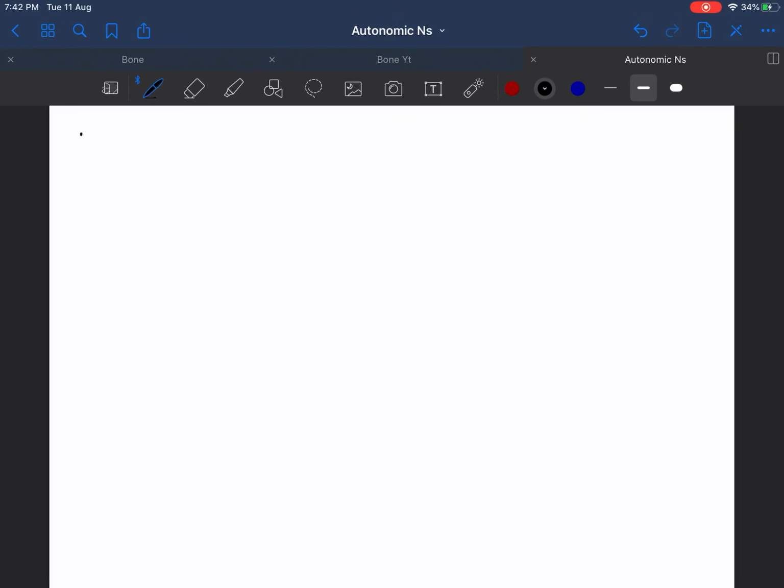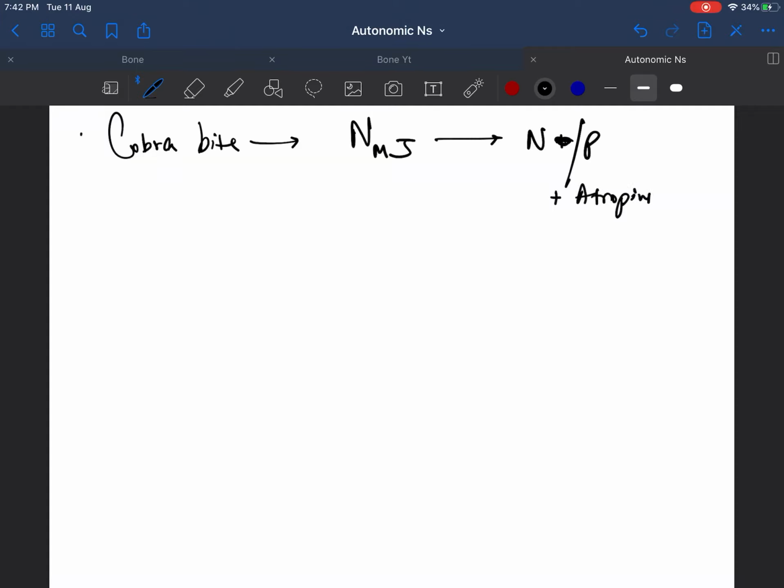So this is the first indication of neostigmine and pyridostigmine. Second indication, cobra bite. Cobra bite also affects what? The nerve muscle junction, NMJ. So give what? Neostigmine plus pyridostigmine. Plus you have to give atropine in this condition also to prevent the side effects.